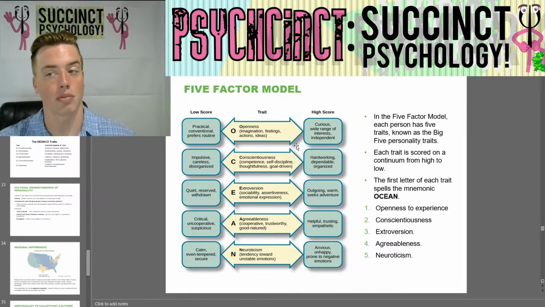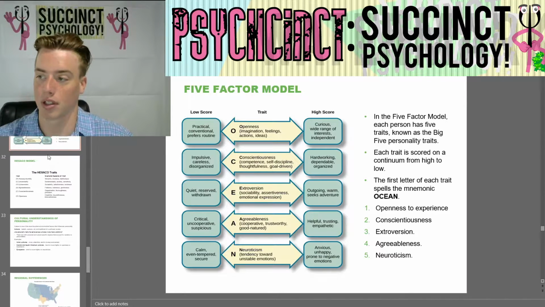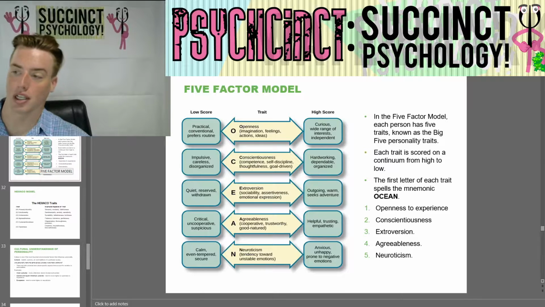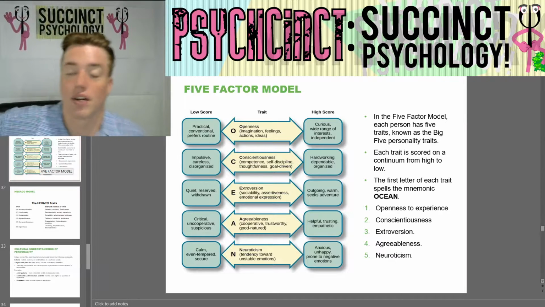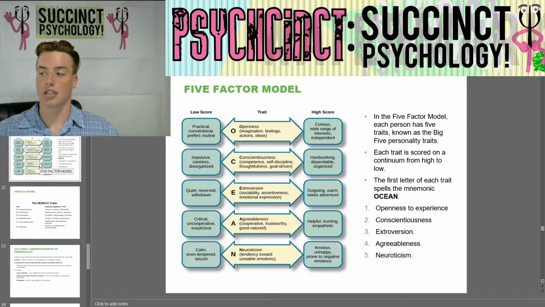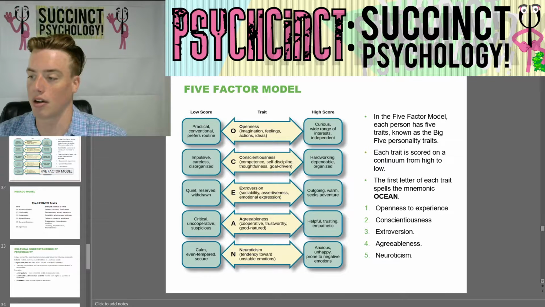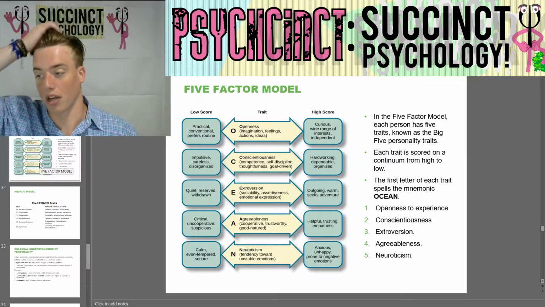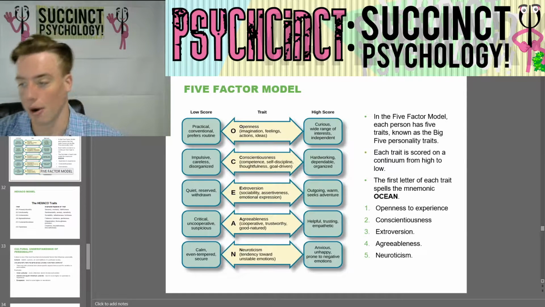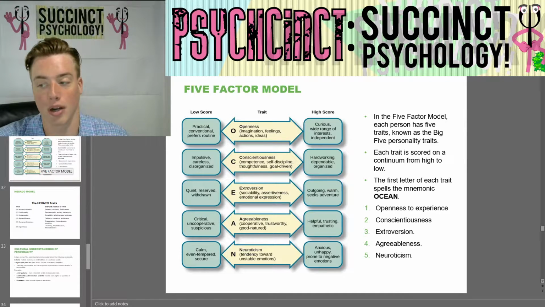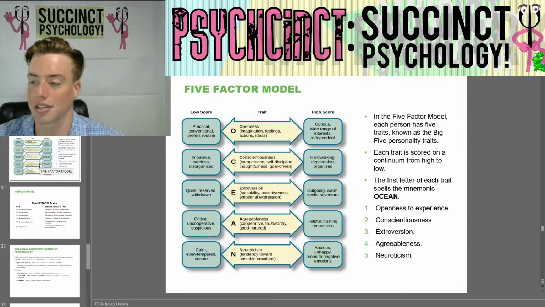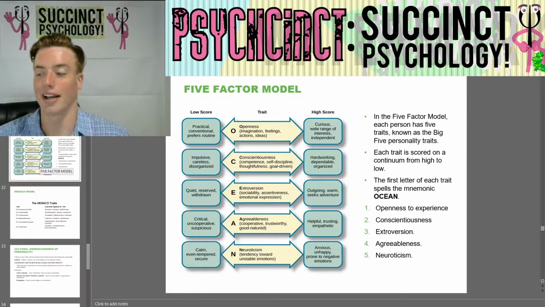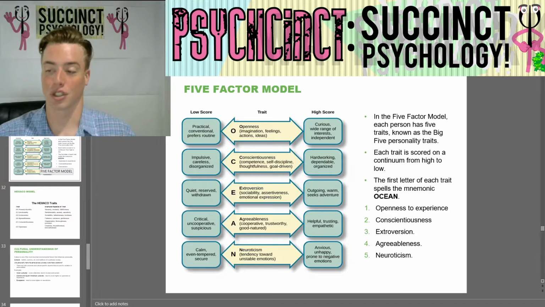So last time we left off right here, the 5-factor model. In the 5-factor model, each person has 5 traits known as the Big 5 personality traits. Each trait is scored on a continuum from high to low, and the first letter of each trait spells the mnemonic OCEAN: openness to experience, conscientiousness, extroversion, agreeableness, and neuroticism.